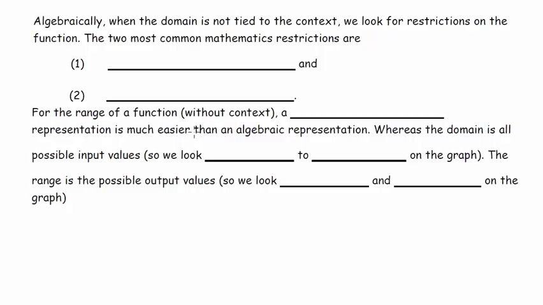Alright, so that was our first case, considering the context of the problem. Now, if we don't have a context, sometimes there are restrictions on functions. The 2 most common that we will see a great deal is that we can't divide by 0. Or another way to think about this is your denominator cannot be 0. So I might write that: denominator, I'm going to abbreviate that, not equal to 0.